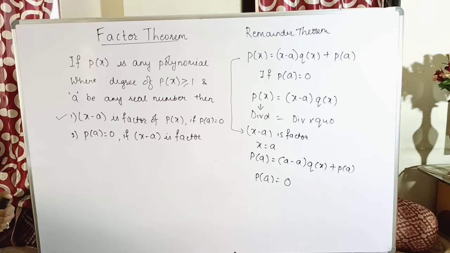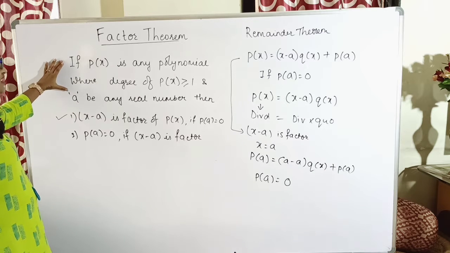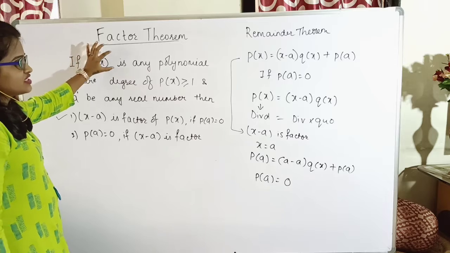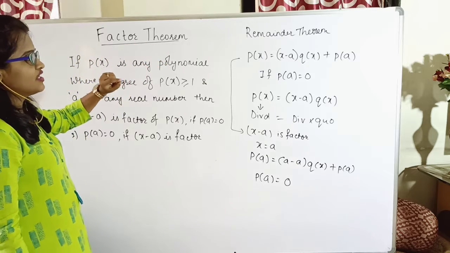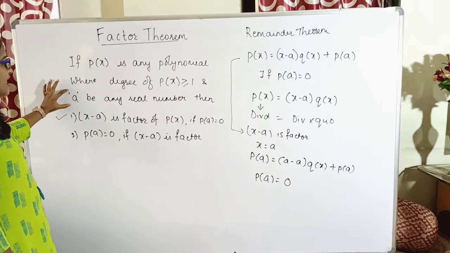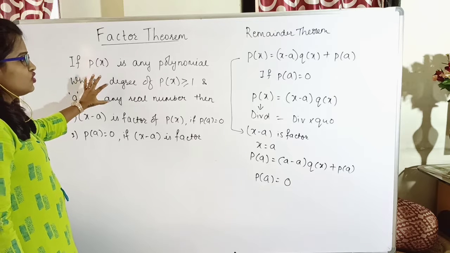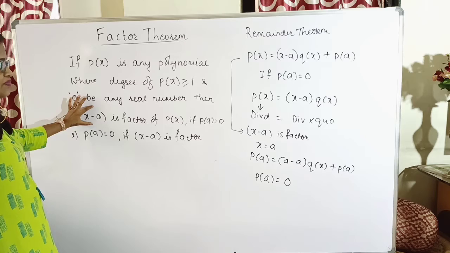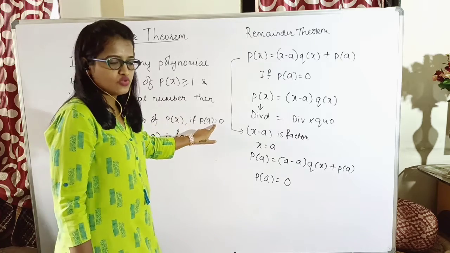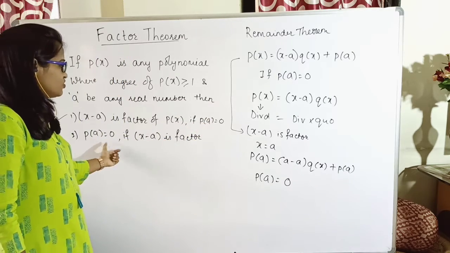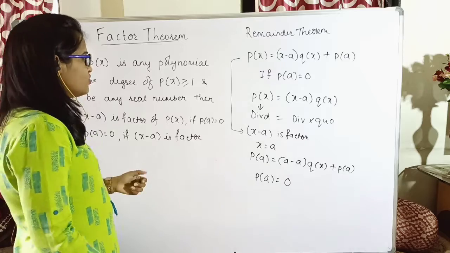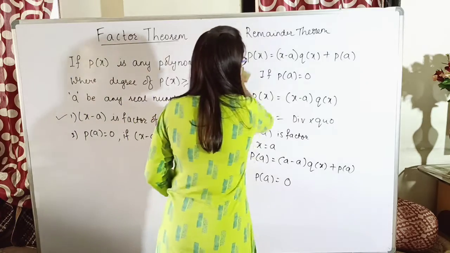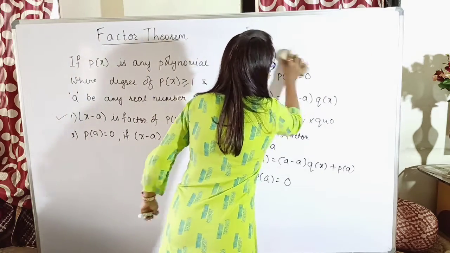We can prove factor theorem only with the help of the remainder theorem. Let us revise. It says if p of x is any polynomial whose degree is greater than or equal to 1, and if a is any real number, so if x minus a is the factor, when will it happen? If the remainder is 0, and if the remainder is 0, then it is the factor. Now what kind of questions could be asked from the factor theorem?